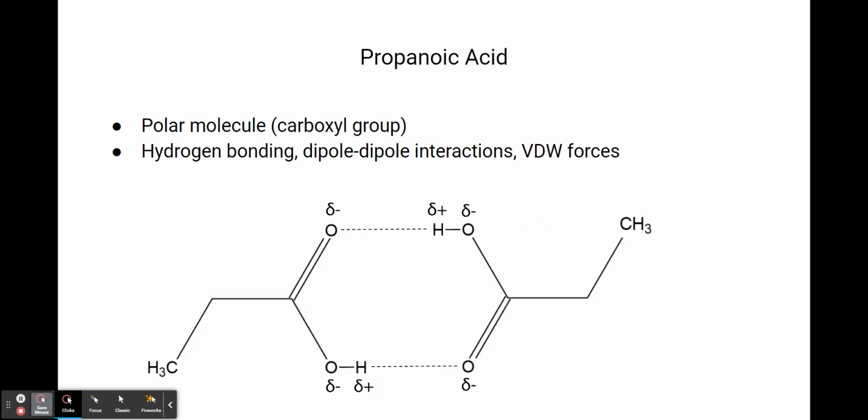And our final compound of interest is propanoic acid. Propanoic acid is also a polar molecule, and that is a result of the carboxyl group, which is this group right here. This allows for hydrogen bonding, dipole-dipole interactions, and van der Waals forces. In this diagram here, we show the hydrogen bonding interactions that can happen between two propanoic acid molecules.